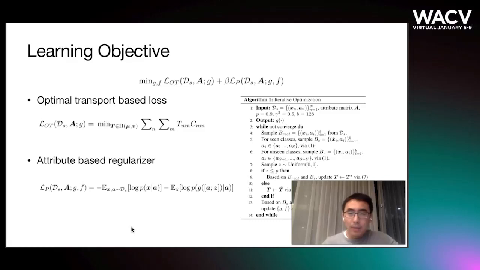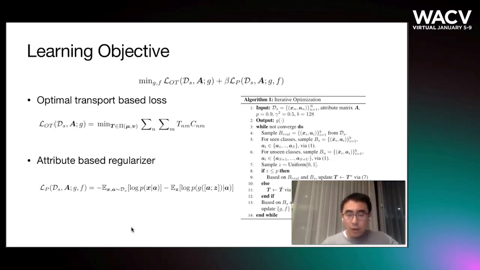For the learning objective, we include two major components. One is the optimal transport-based loss, and the other is an attribute-based regularizer. The former assumes the image features, for both the generated ones and the real ones, are uniformly distributed. And then we define the cosine distance as the cost matrix. Then we build the optimal transport framework for the generative model.